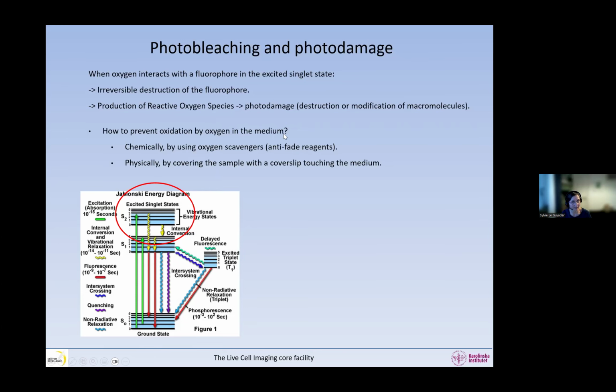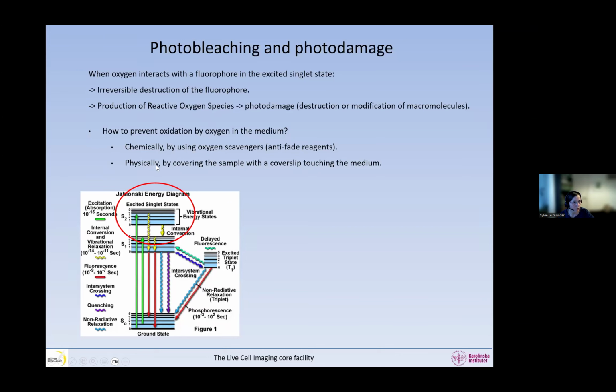So how do we prevent this from happening? We can protect our sample chemically by using oxygen scavengers. For example, the anti-fade reagents that we have in mounting media, this is what they do. They prevent oxygen from destroying the fluorophore and from creating reactive oxygen species.